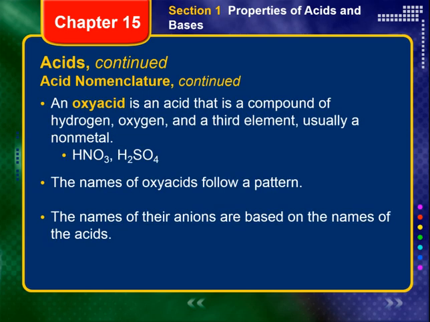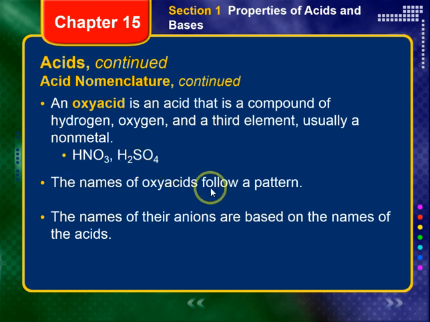We don't just have binary acids here. So we have oxyacids. An oxyacid is an acid that is a compound of hydrogen, oxygen, and some third element that's usually a nonmetal. But it's hydrogen, oxygen, some third element. So notice we have hydrogen, oxygen, a third element. In this case, it's nitrogen. Hydrogen, oxygen, a third element. In this case, it's sulfur.